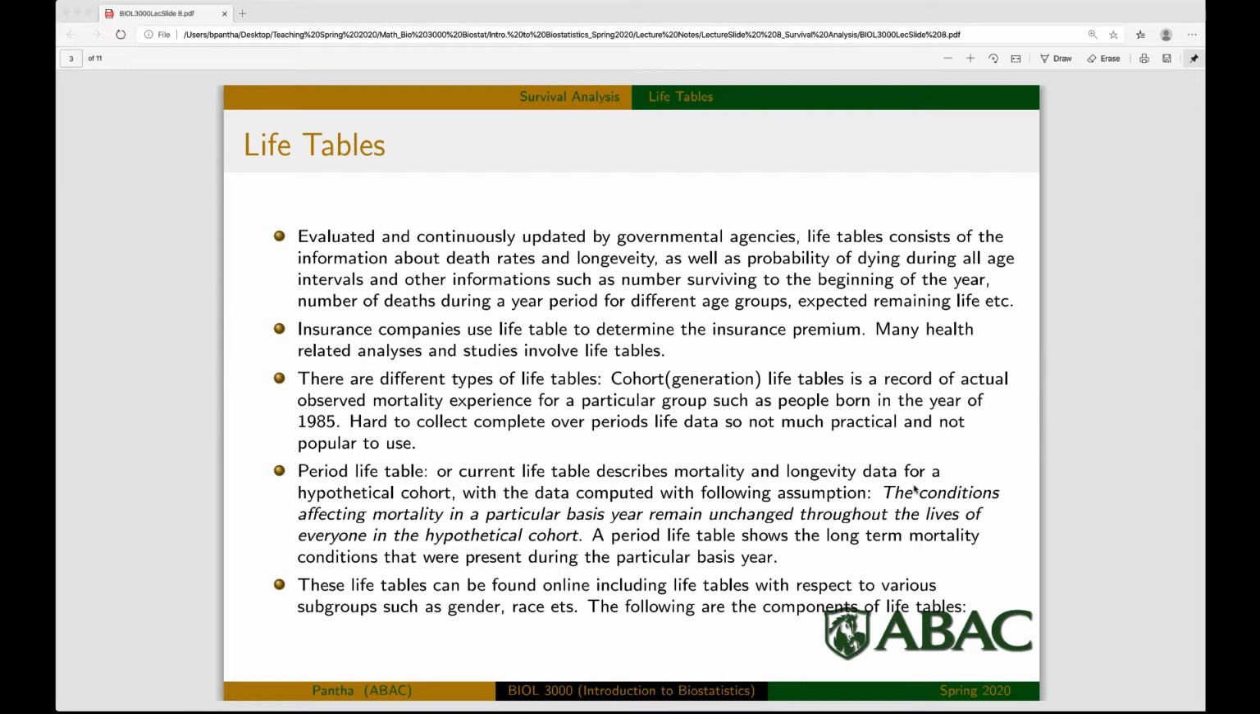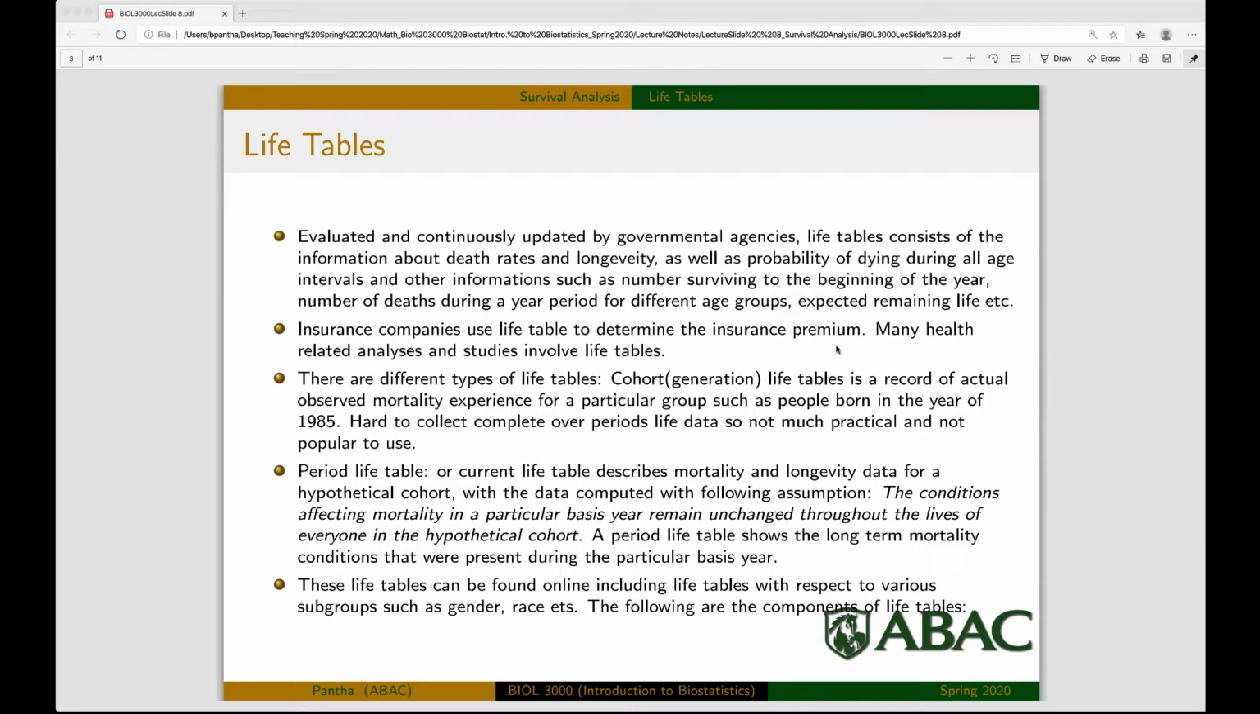Life tables are tables that are evaluated and continuously updated by government agencies. A life table consists of information about death rates and longevity, as well as the probability of dying during all age intervals, and other information, such as the number surviving to the beginning of the year, the number of deaths during a year period for different age groups, expected remaining life, and so on. Insurance companies use life tables to determine the insurance premium. Many health related analyses and studies involve life tables.